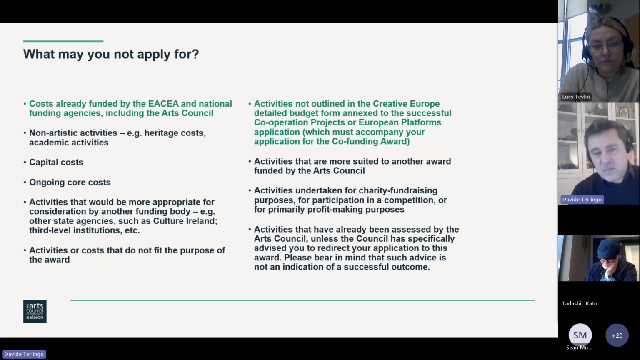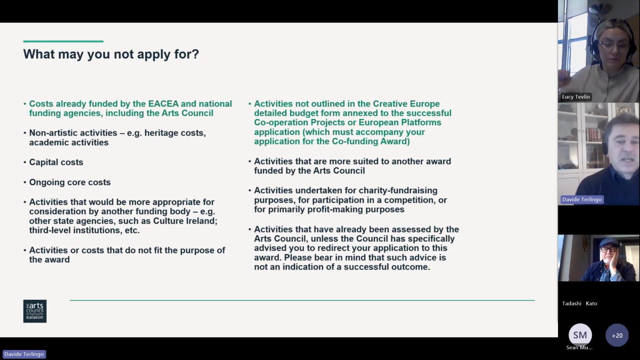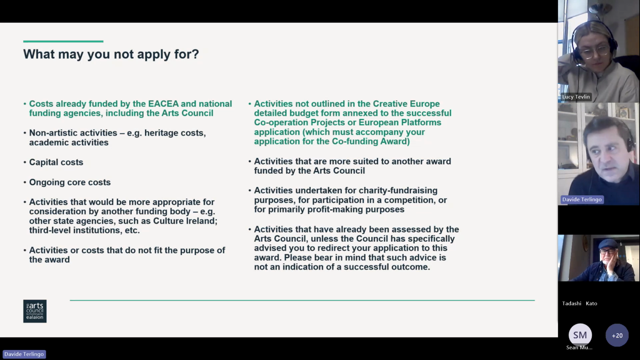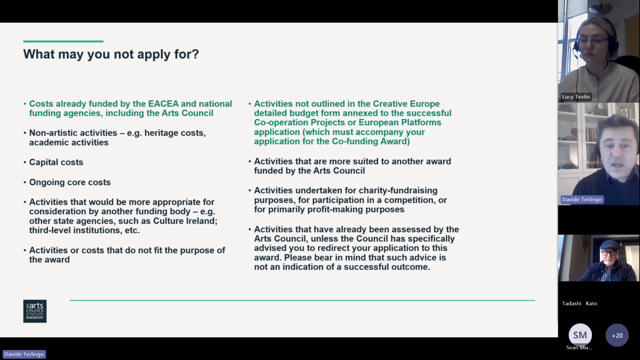Activities that would be more suited to other Arts Council funding programs. We don't support charity fundraising activities and activities that have already been assessed by the Arts Council, so in this case could be maybe under strategic funding or other funding programs. These are common elements across all our funding programs.